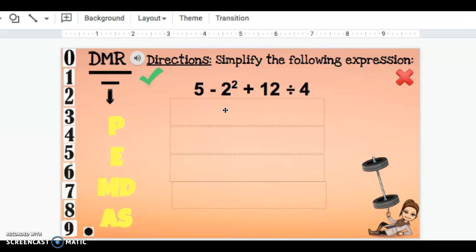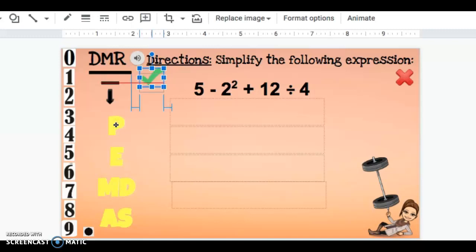So for example, we're looking for our parentheses in this. PEMDAS, we have to solve in that order. Parentheses is first. 5 minus 2 squared plus 12 divided by 4 has no parentheses, so I'm going to place a check over my P. No parentheses. I'm looking for my E, which is exponents.